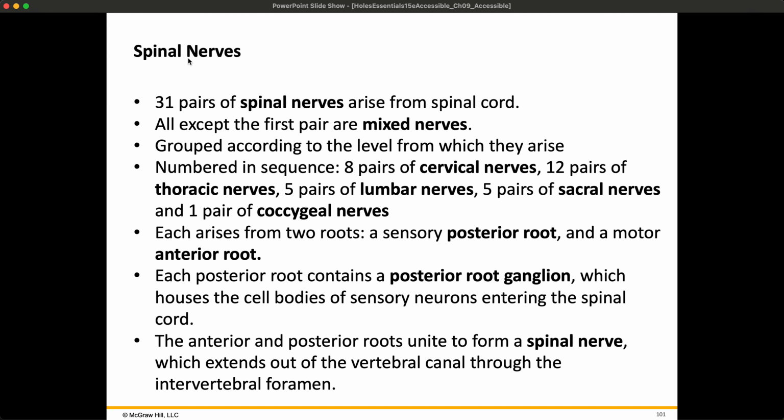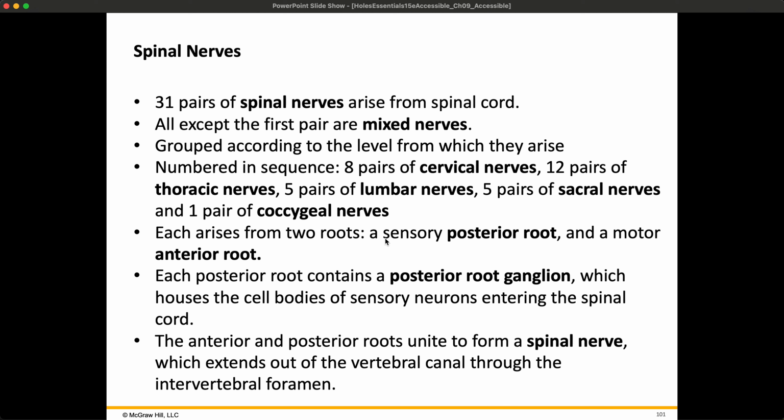I recognize that. The spinal nerves: 31 pairs of spinal nerves, all except the first are mixed. So that tells you just that first pair is not. Everything else are mixed. Numbered in sequence: 8 cervical, 12 thoracic, 5 lumbar, and 5 sacral, with 1 pair of coccygeal nerves.